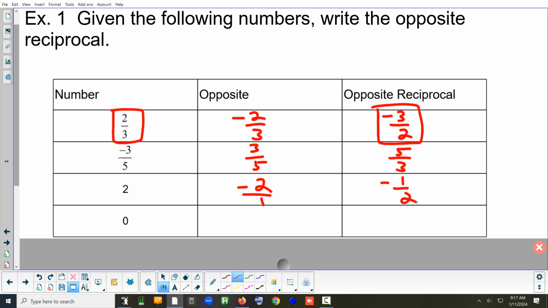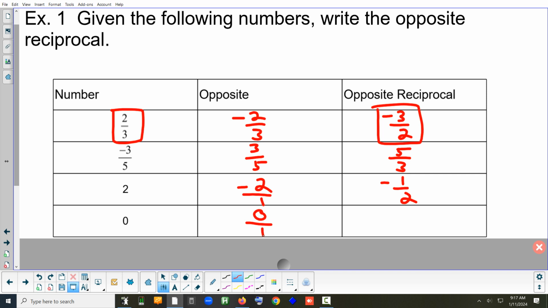All right, now let's look at the 0. What's the opposite of 0? 0. So the opposite of 0 is 0. Now, when you take 0 and you flip it, think of this as being in a fraction. When you flip that, where does the 0 end up? Ends up in the bottom.